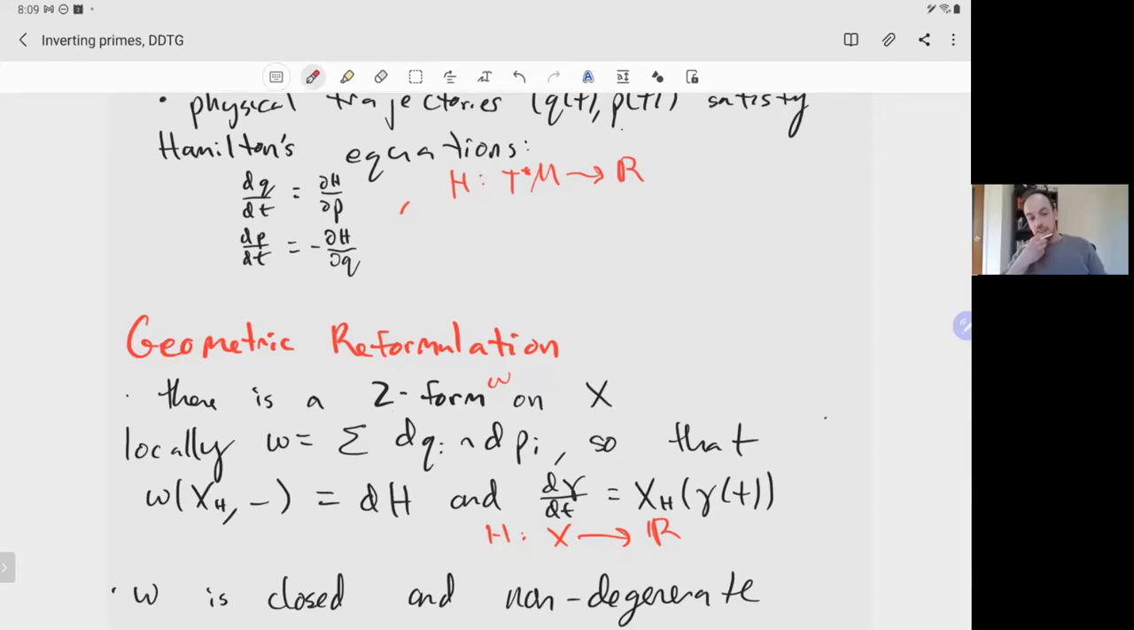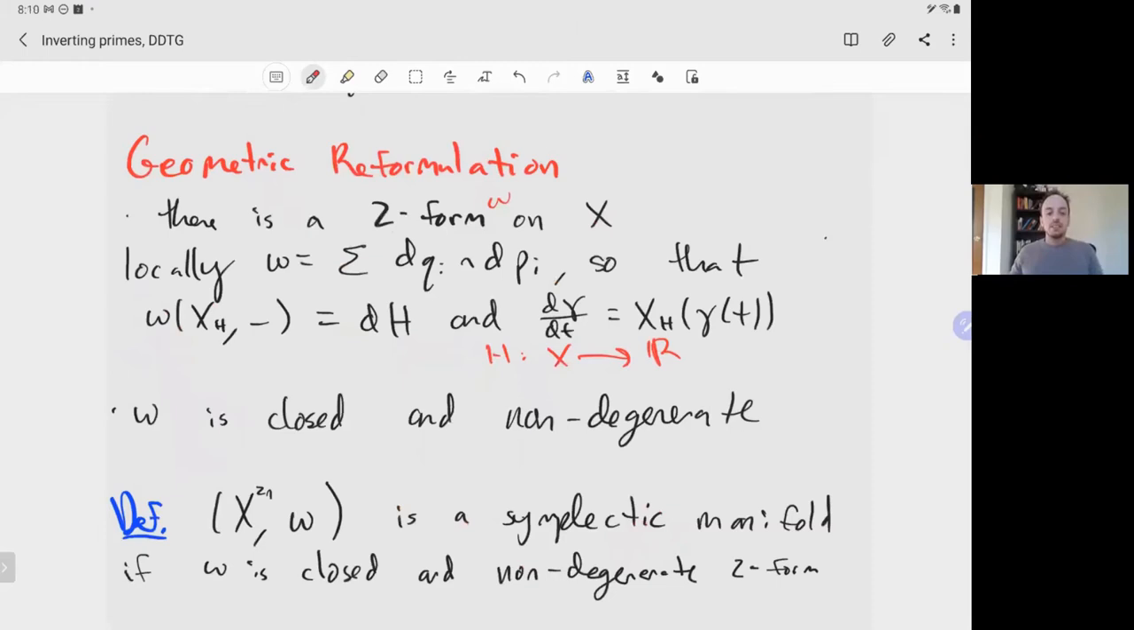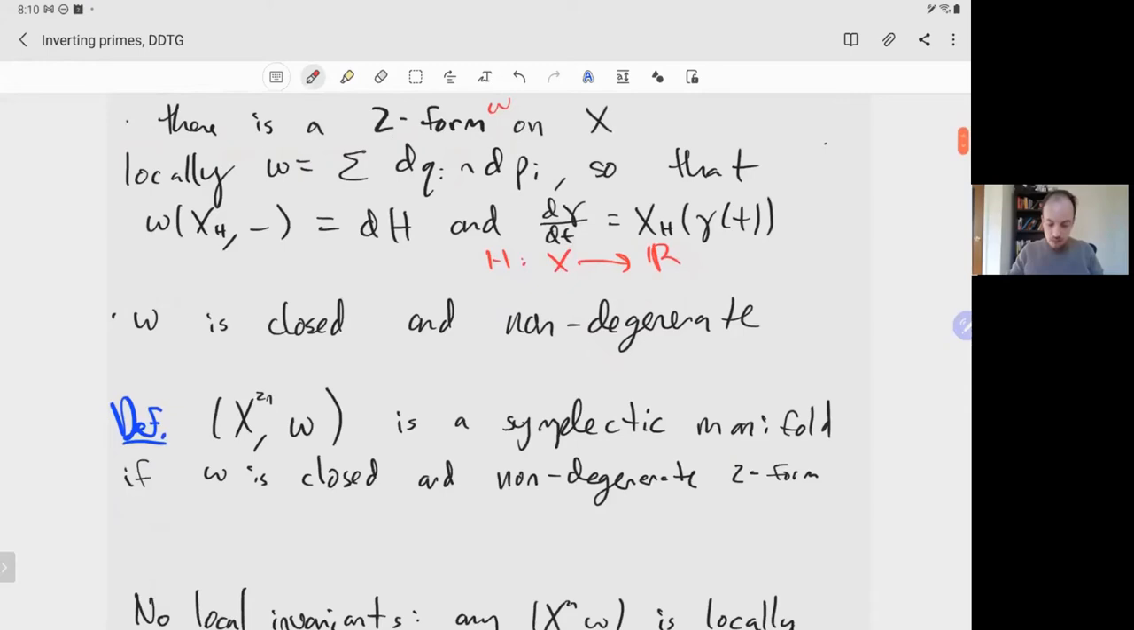So to sum this up, definition: we say that X is a symplectic manifold if it comes equipped with a two-form omega such that it's closed and non-degenerate. And then in this setting, you can do Hamiltonian mechanics. You can pick a function H from X to R, and from that function cook up this X_H in this way, and then consider the trajectories, and those will be these Hamiltonian trajectories. Okay, so that's the general setting. This is the definition of a symplectic manifold.